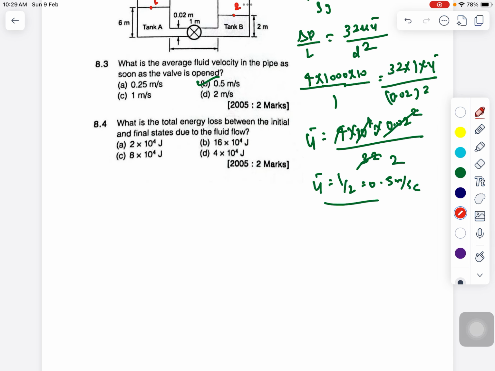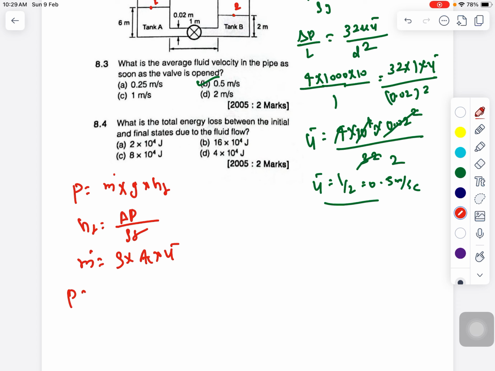So when we talk about the total energy loss, total energy loss can be written as m dot multiplied with g into hf, right? And what is hf? Hf is equals to delta p divided by rho g. And what is m dot? M dot is equals to rho into cross sectional area into average velocity. So once you substitute these things, you can write rho into cross sectional area into average velocity into g into delta p divided by rho g. So g and g will get cancelled out, and rho and rho will get cancelled out.